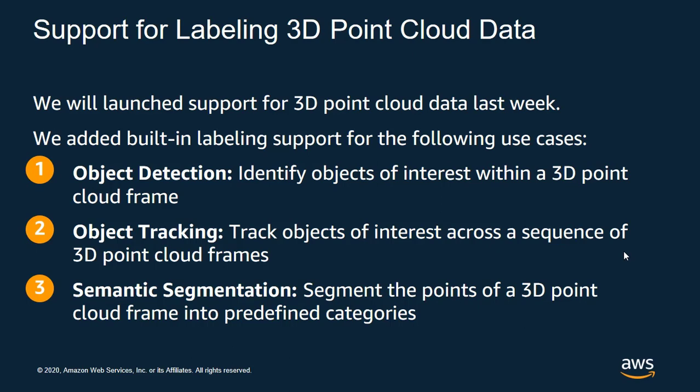And the third use case, again, is specific to a single 3D frame. In this use case, you're segmenting the points in the point cloud and associating those with predefined categories. You're going to say, of all these points in the point cloud, these are associated with vehicles, these points are associated with road, and these points are associated with pedestrians, etc. So those are the three use cases that we've added support for, and it's important to call out that these are built-in labeling tasks that we support.